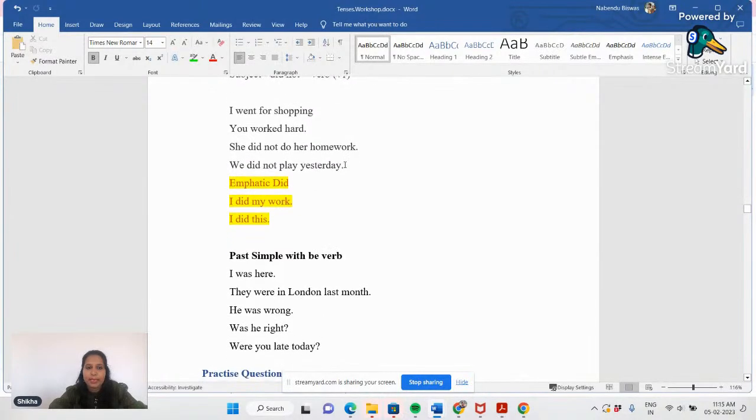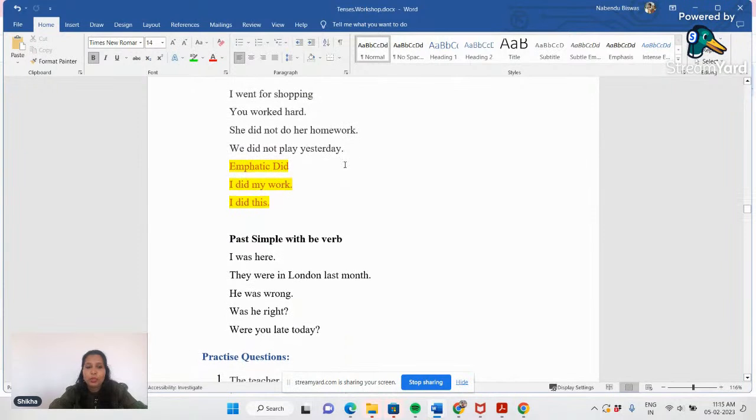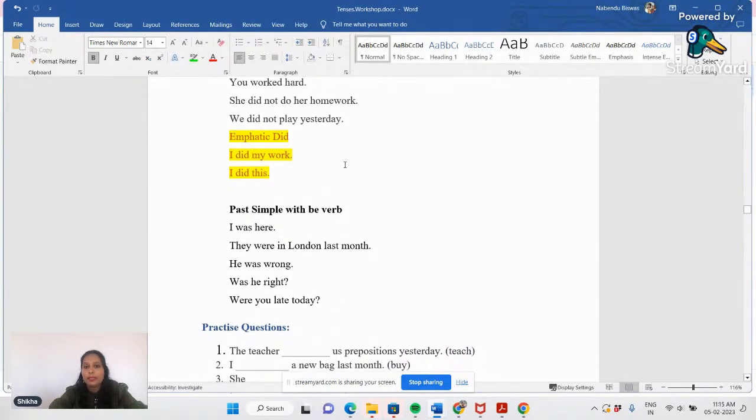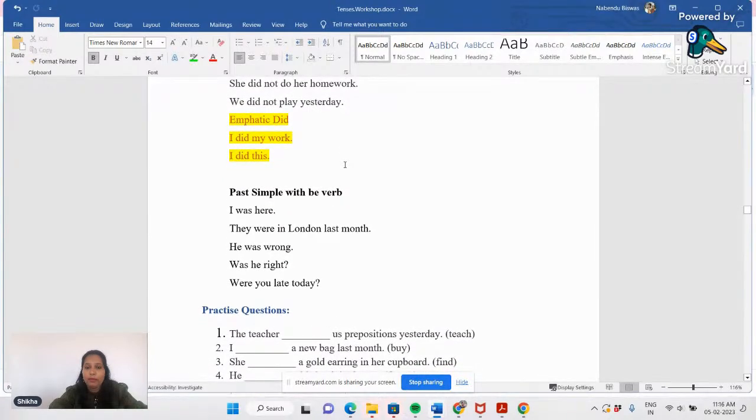So here are some examples. I went for shopping. You worked hard. She did not do her homework. We did not play yesterday. And for emphatic sentences, also you can use did, that is, I did my work, or I did this.